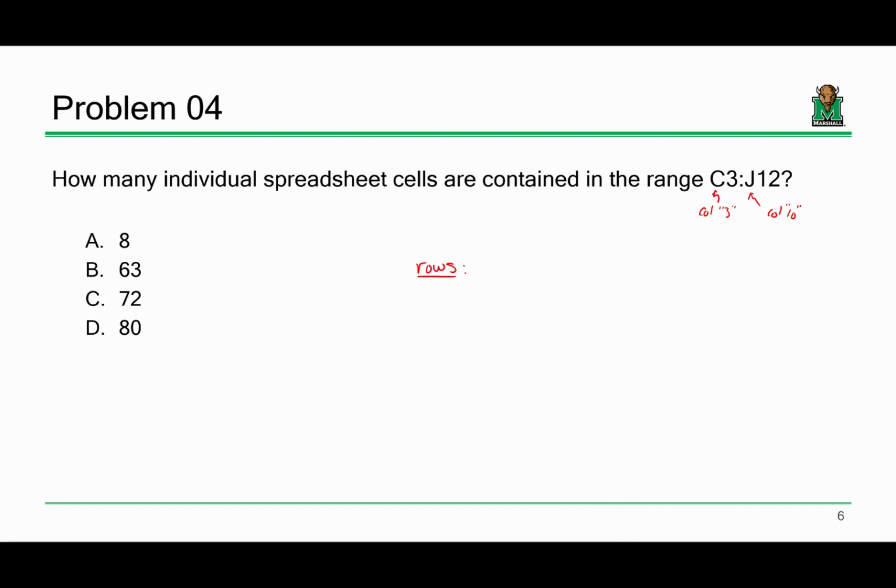If you're going from row 3 to row 12, how many rows are contained in that range? It's tempting to say 9, because 12 minus 3 is 9. But that's not the case. It's actually 10. And again, if that's hard to see, you can go back to the spreadsheet.